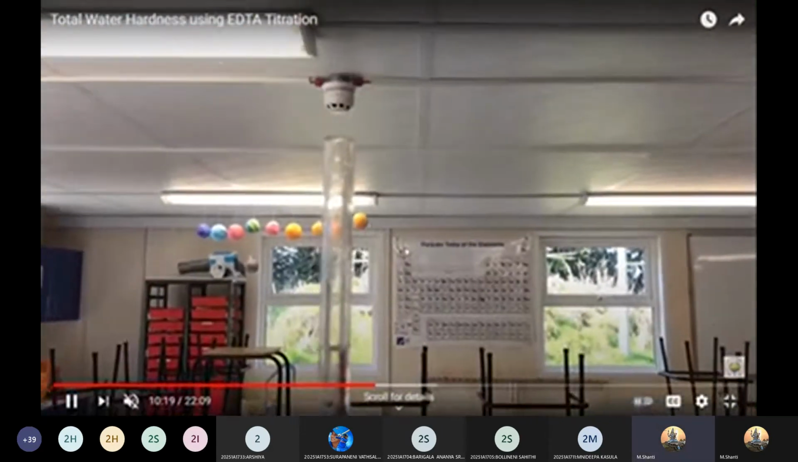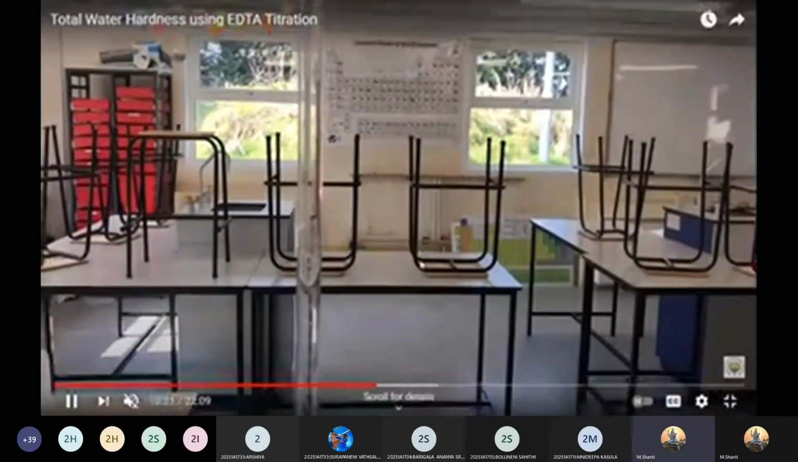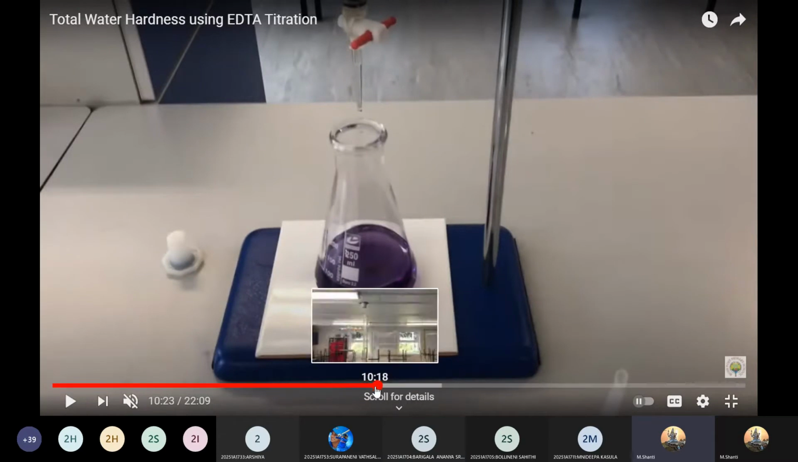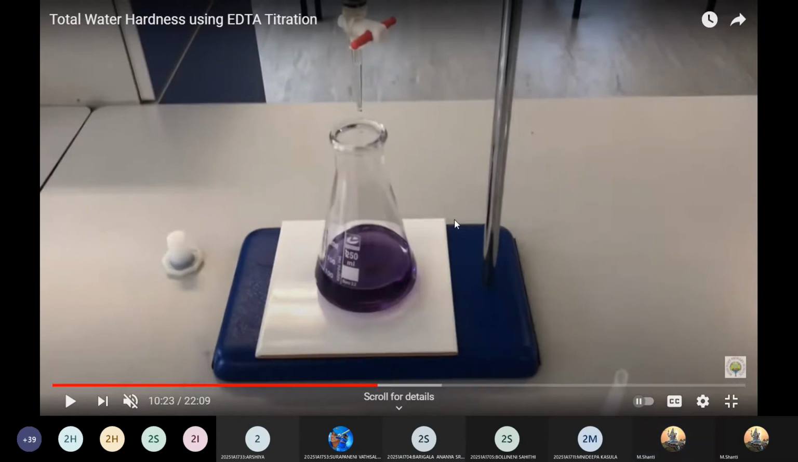So this is the color of the solution. Before the titration, what is the color? Wine red. Okay. And in the conical flask, what are the things you have taken? A standard hard water. Okay. So in this conical flask, you have taken standard hard water. Which is that standard hard water? That is the solution you have prepared in step 1.